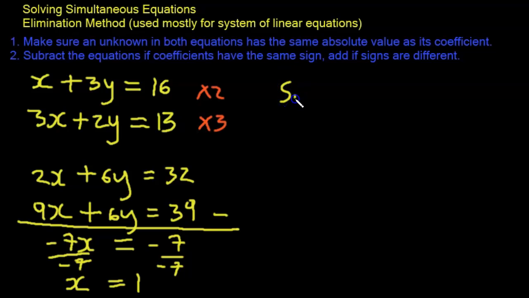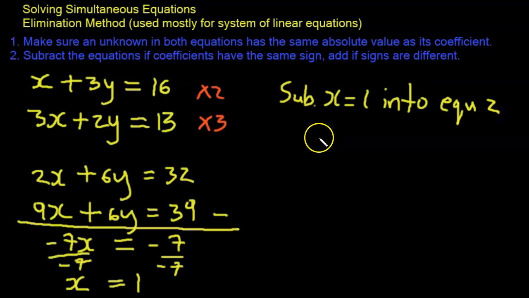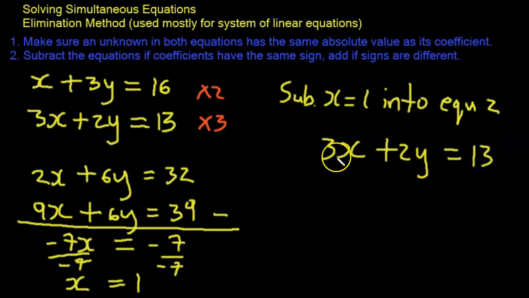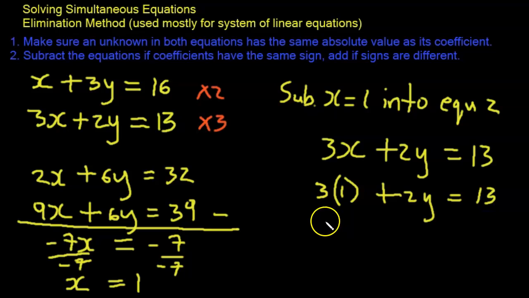And we substitute the value of x into any one of the equations. Let me use equation 2, just for the fun of it this time. Equation 2 says 3x plus 2y is equal to 13. Now we know the value of x is 1. So 3 times x is now 3 times 1, right? Plus 2y is equal to 13. So 3 plus 2y is equal to 13.